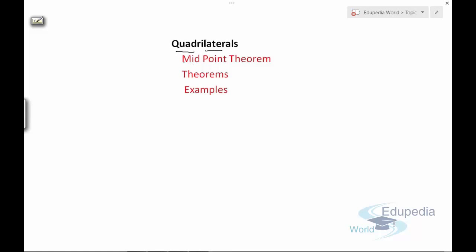So in this video we'll discuss the midpoint theorem, which is a very important theorem from the exam point of view, and we'll also discuss the converse of the midpoint theorem, which is actually the opposite of the midpoint theorem, and how we can use it. Then we'll discuss some examples related to the midpoint theorem, so how we can use the midpoint theorem and the converse of the midpoint theorem to solve questions. So let's discuss the topic first.